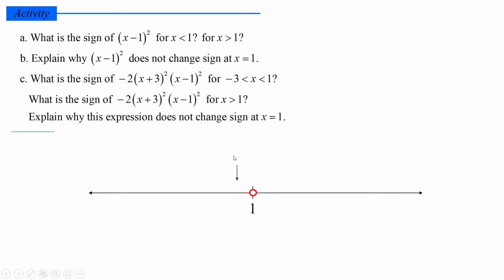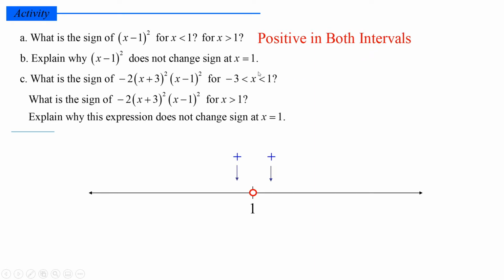If I plug a 0 into this expression right here, don't I have -1 squared, which is positive? And also, if I was graphing the quadratic y equals x minus 1 quantity squared, wouldn't this root we have right here be a double root? So that means that on the other side, I would also have to be positive. So for x less than 1, I am positive, and for x greater than 1, I am positive. So positive in both intervals.